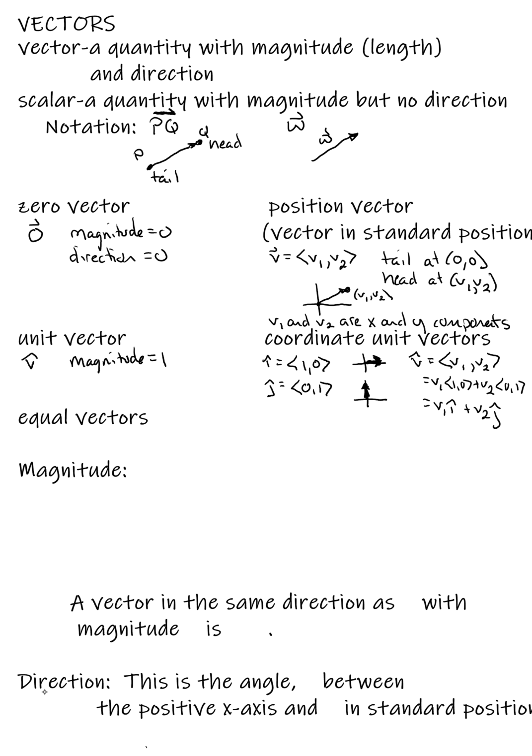All right, what about equal vectors? Equal vectors have the same magnitude and the same direction, but they're not necessarily in the same location.